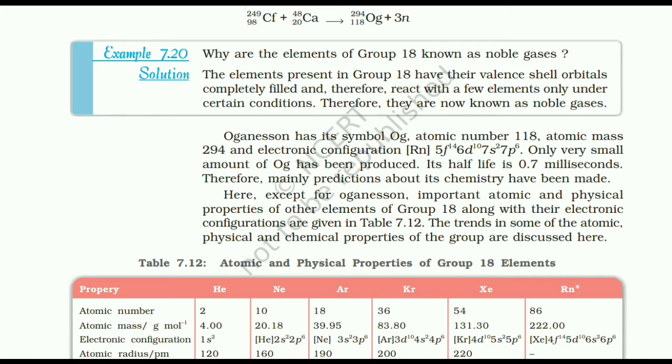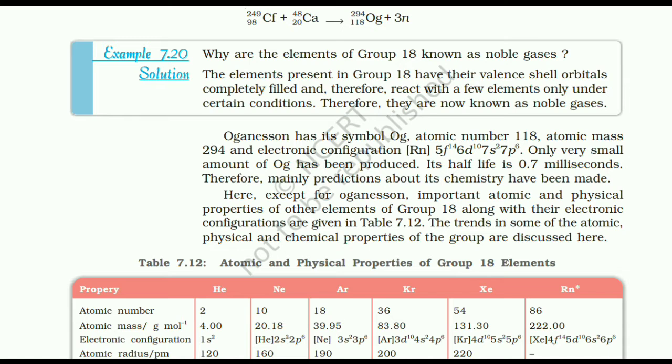Oganesson has its symbol Og, atomic number 118, atomic mass 294 and electronic configuration as radon 5f14 6d10 7s2 7p6. Only very small amount of Og has been produced. Its half-life is 0.7 milliseconds. Therefore, mainly predictions about its chemistry have been made.